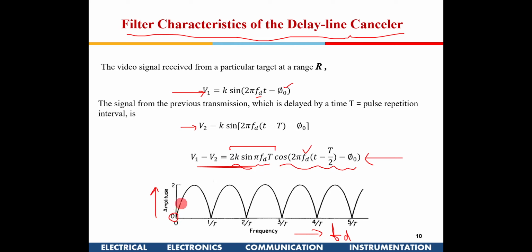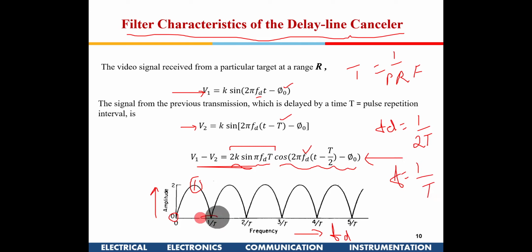But as fd increases, why will fd increase? As the velocity increases. As the velocity increases and fd reaches a value of 1 by 2T, where capital T is 1 by pulse repetition frequency, 1 by PRF, I will have the maximum amplitude. I'm just talking about this particular term. And then when fd reaches 1 by T, this becomes 0.